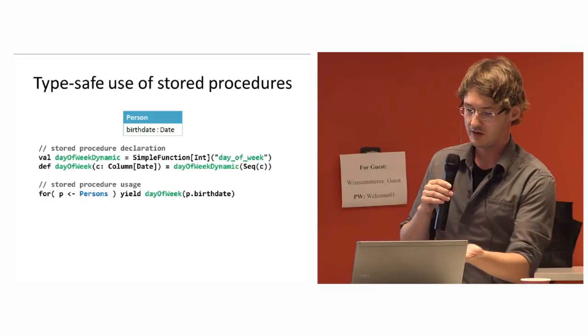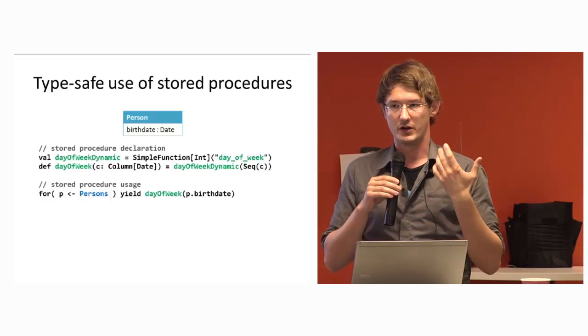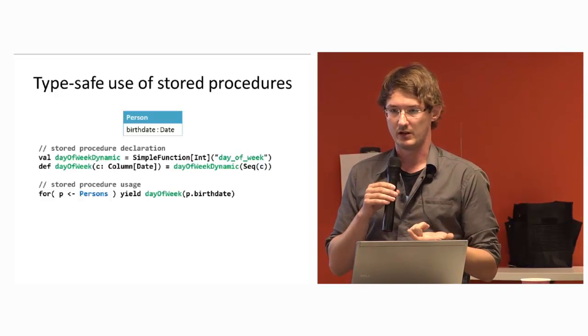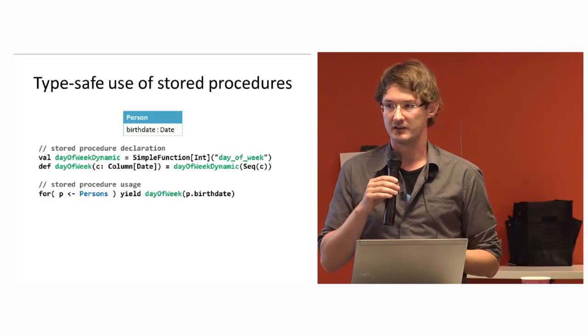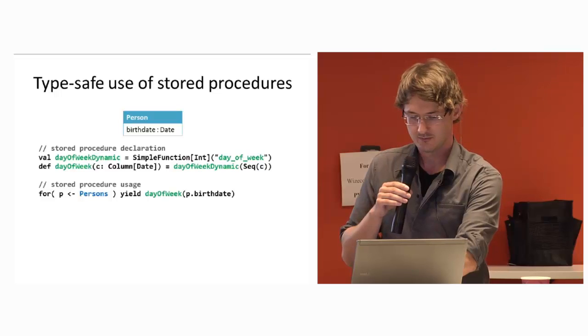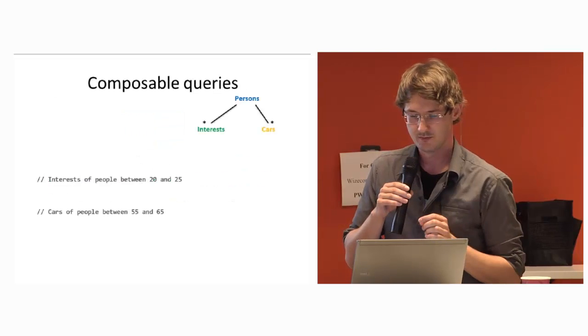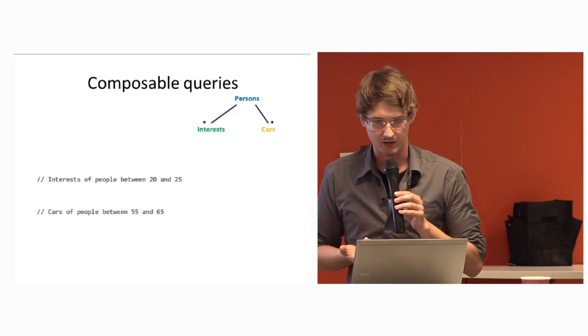And then we use this in the second line where we define a function with a stated signature to make it type safe. And then we can use it within a Slick query. And we get all the benefits of type safety and having it known. I also said that Slick queries are composable.